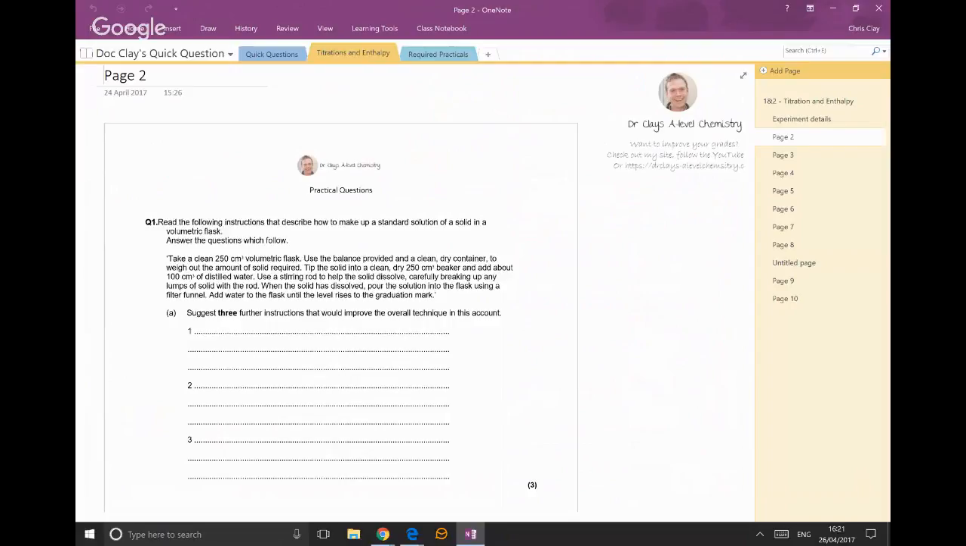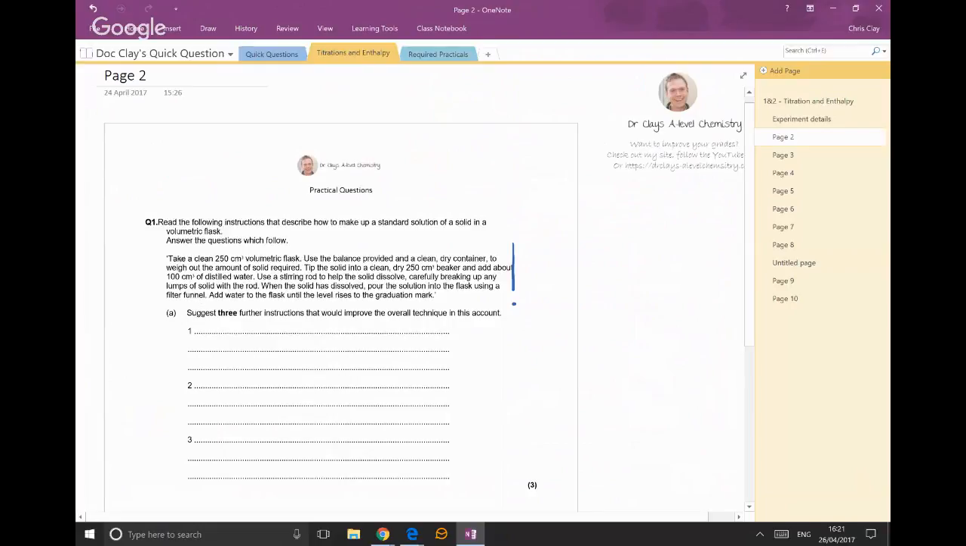When the solid has dissolved, pour the solution into the flask using a filter funnel. Add water to the flask until the level rises to the graduation mark. So these are the basic outlines, but the question is, is there any way to improve that? And we can look, there's a couple of key things that they've missed when doing this practical that we should consider doing. And there's a whole host of possible additions that we could have.